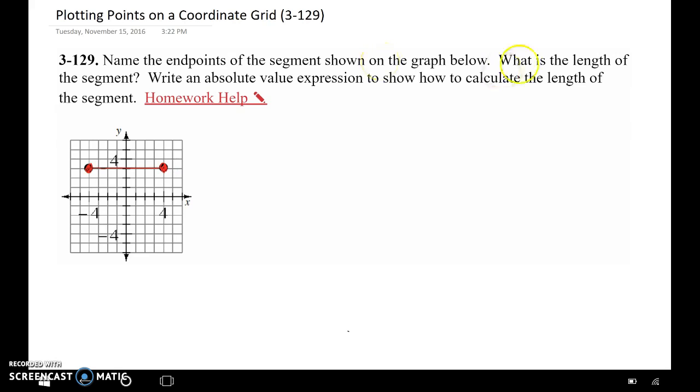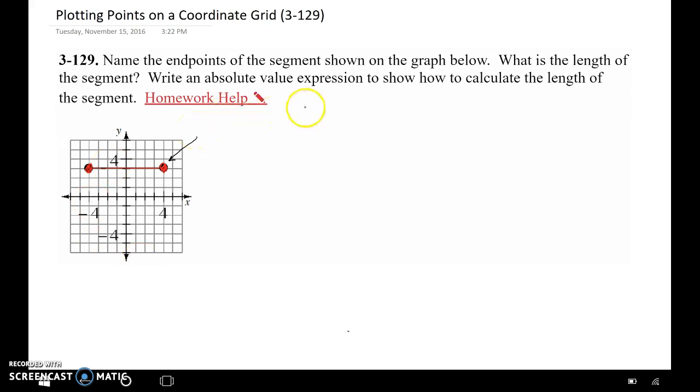And then what is the length of the segment? Write an absolute value expression to show how to calculate the length of the segment. Wow, what a loaded problem in such a short little sentence, a couple sentences. Okay, so first, what is this endpoint here? Well, where is it on this axis here?